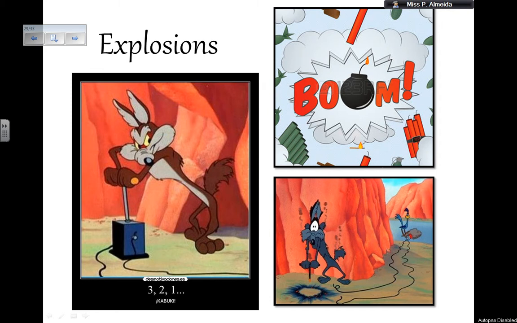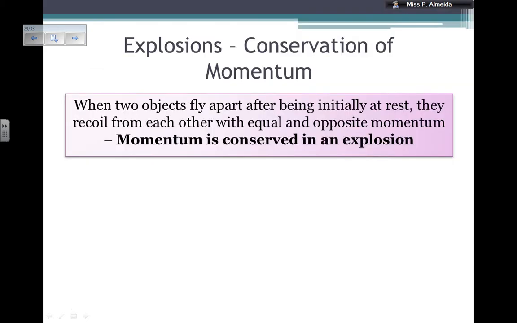So I'm going to be telling you about explosions, which is another example of conservation of momentum, okay? When I'm talking about explosions, it can be the explosion itself, or really just any two objects that move apart after initially being at rest. They move away from each other, they recoil from each other, and they do it with equal and opposite momentum, okay?